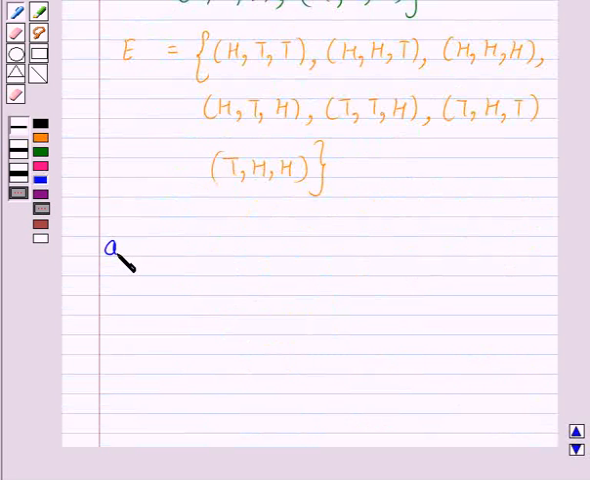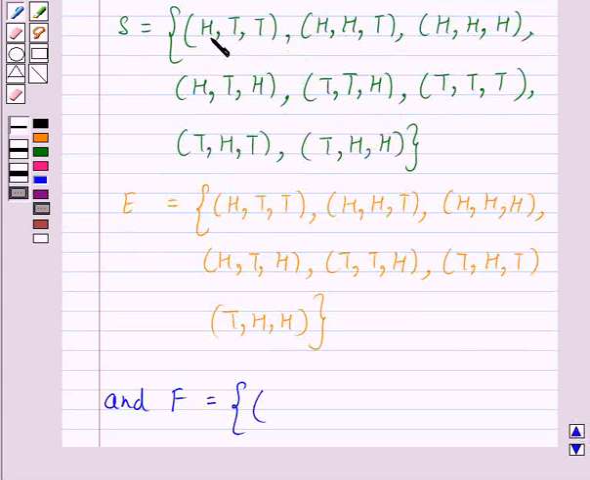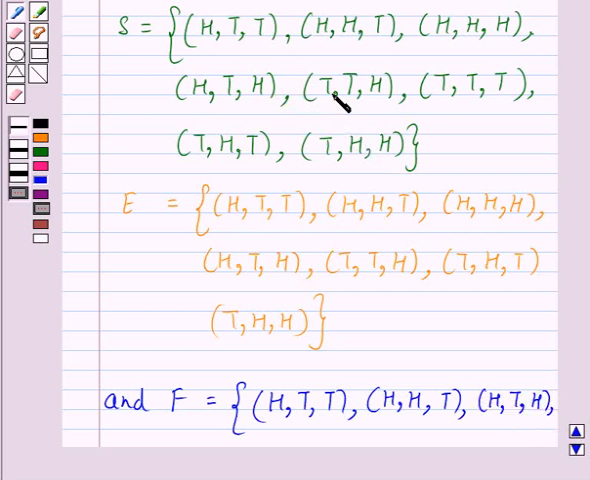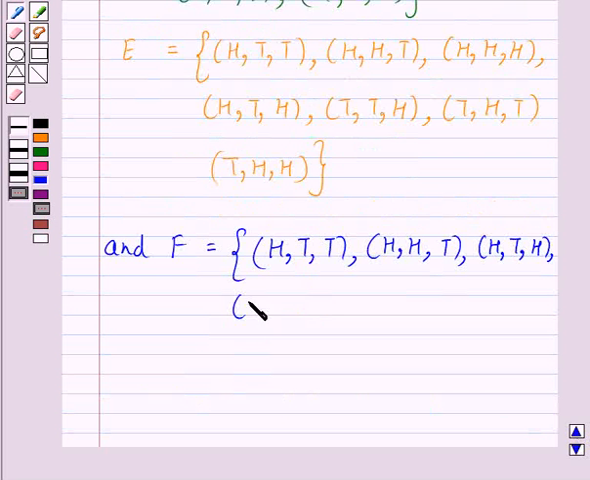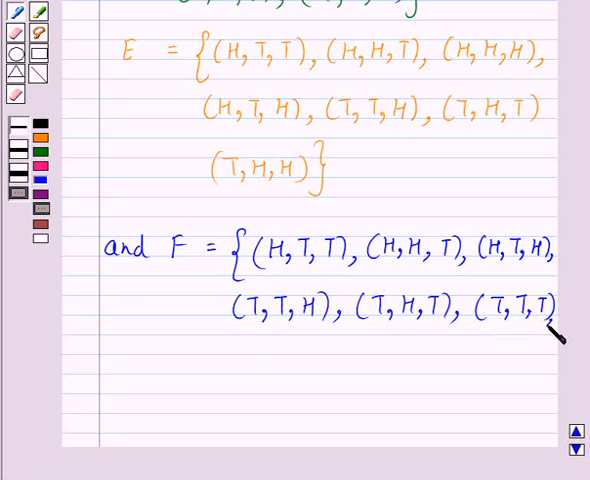And F is equal to H T T, H H T, H T H, T T H, T H T, T T T and T H H.